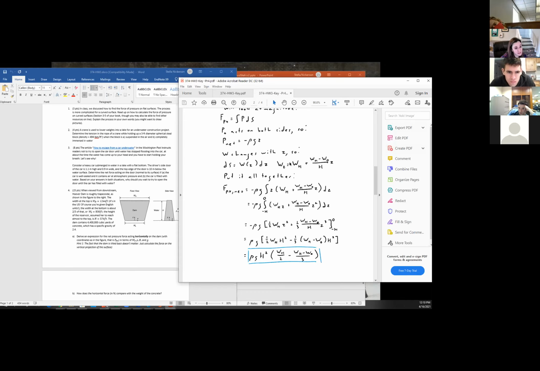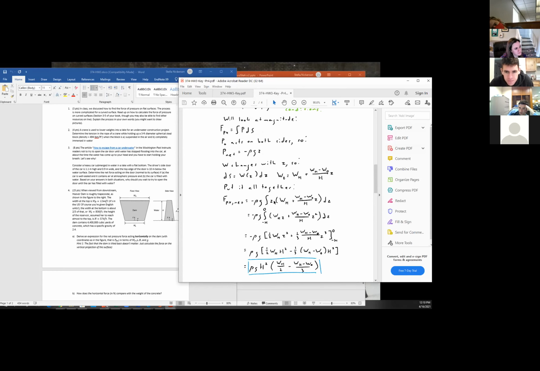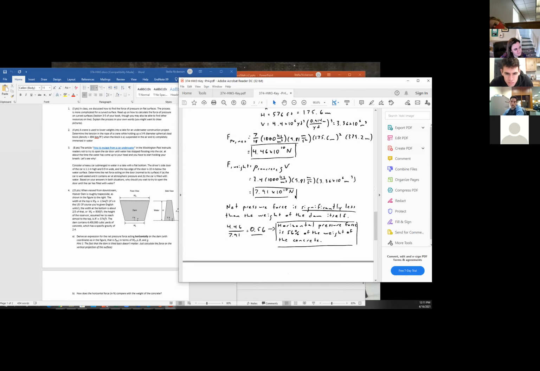And so I found this equation for the width of the dam, which is a trapezoid, as a function of Z. So negative rho g times Z, that's the pressure, times this equation, which gives you the width as a function of Z, dZ, and then I integrated and I got this.